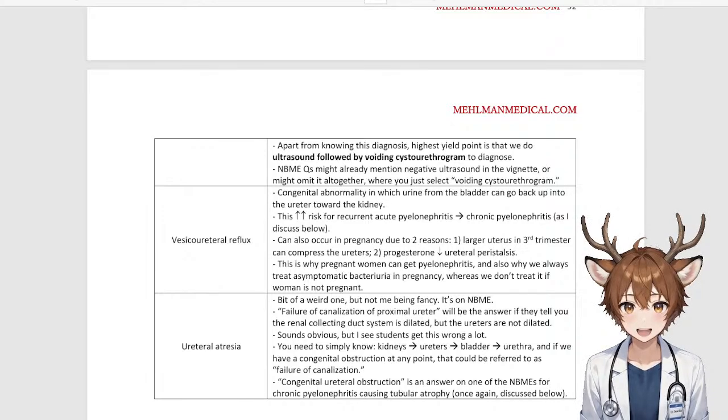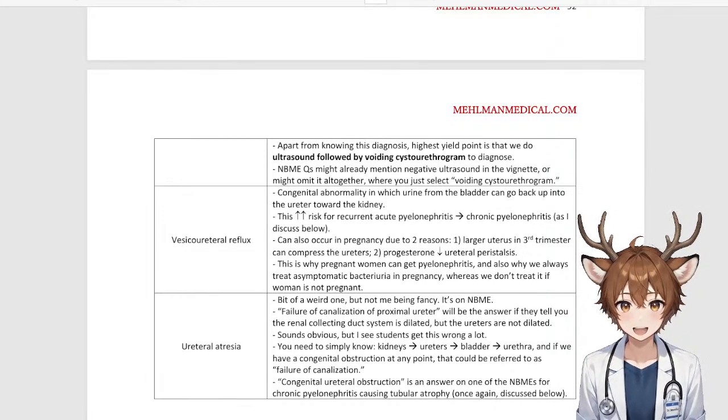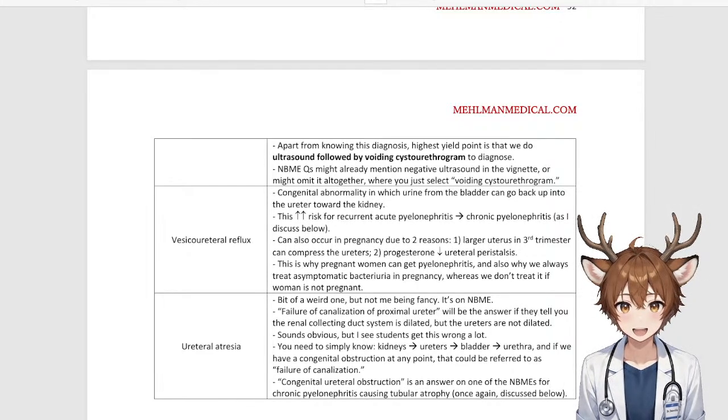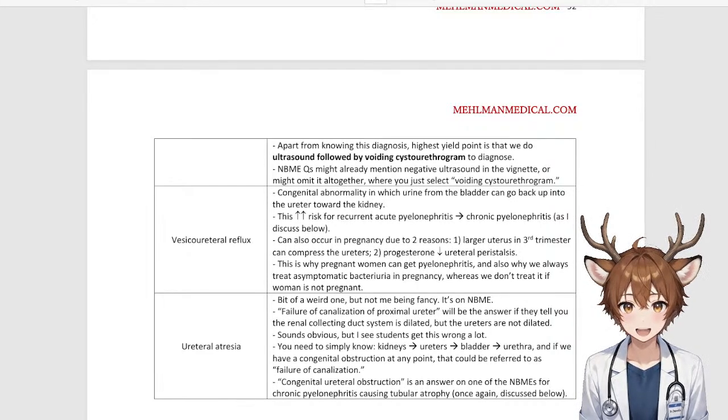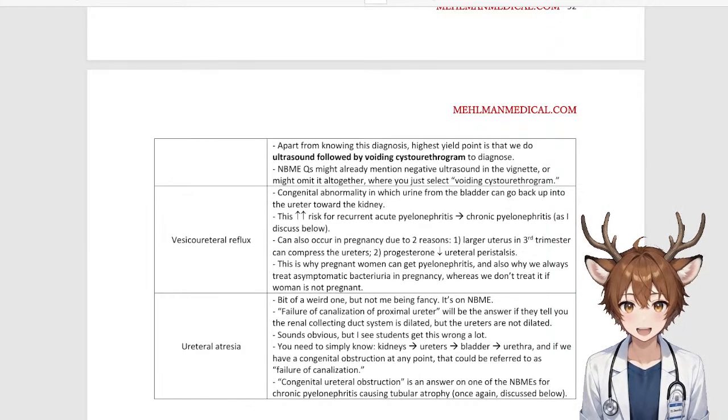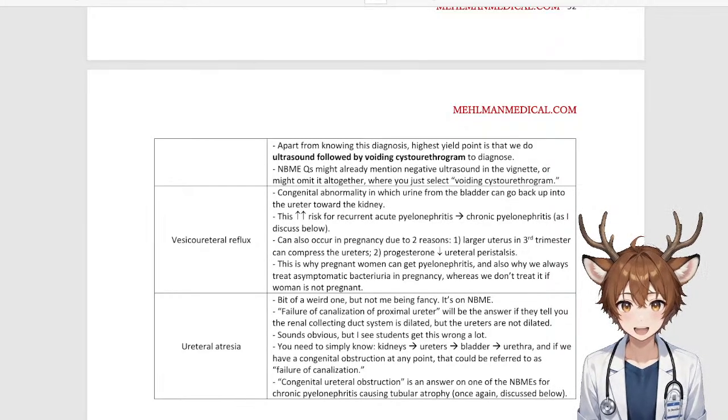Can it also occur in pregnancy due to two reasons? One, larger uterus in the third trimester can compress the ureters, and two, progesterone decreases ureteral peristalsis. This is why pregnant women can get pyelonephritis, and also why we always treat asymptomatic bacteriuria in pregnancy, whereas we don't treat it if the woman is not pregnant.